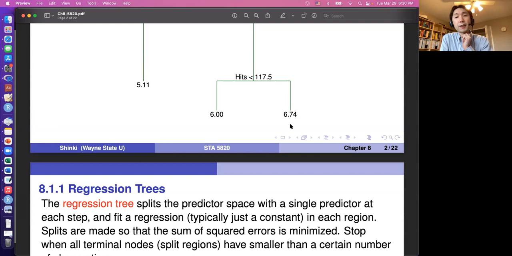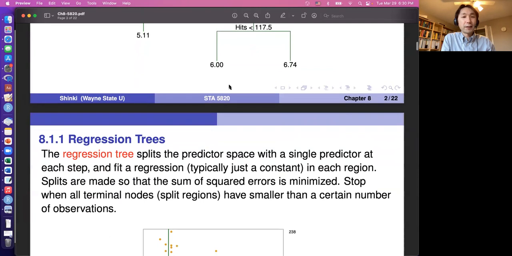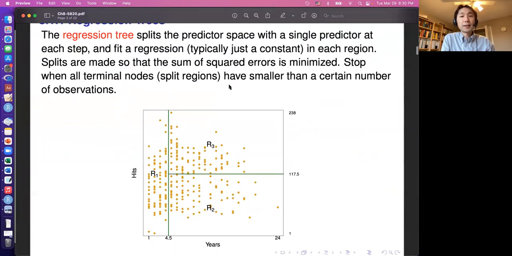Then we further split it into two categories, like the players with less than 20 years of experience and more than 20 years of experience. And maybe for less than 20 years of experience, the salary is higher or something like that. So we split in this way. So this is a regression tree. So this is the graphical image. So these are observations, and we split here first, then here second. Then we have 3 regions, and we fit a constant for each region.